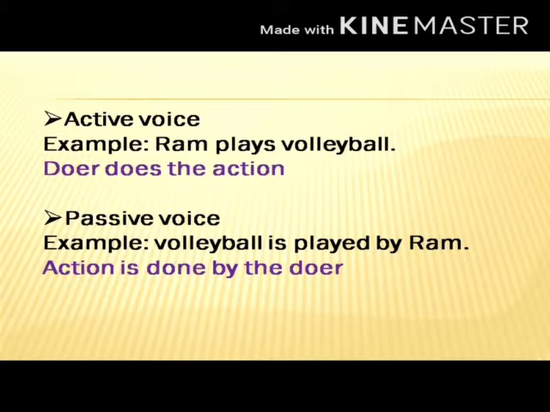Look at the example under the passive voice. Volleyball is played by Ram. Here the action is playing volleyball and the doer is Ram. The action is done by the doer and the emphasis is on the action rather than the doer. In passive voice, the action will be done by the doer.